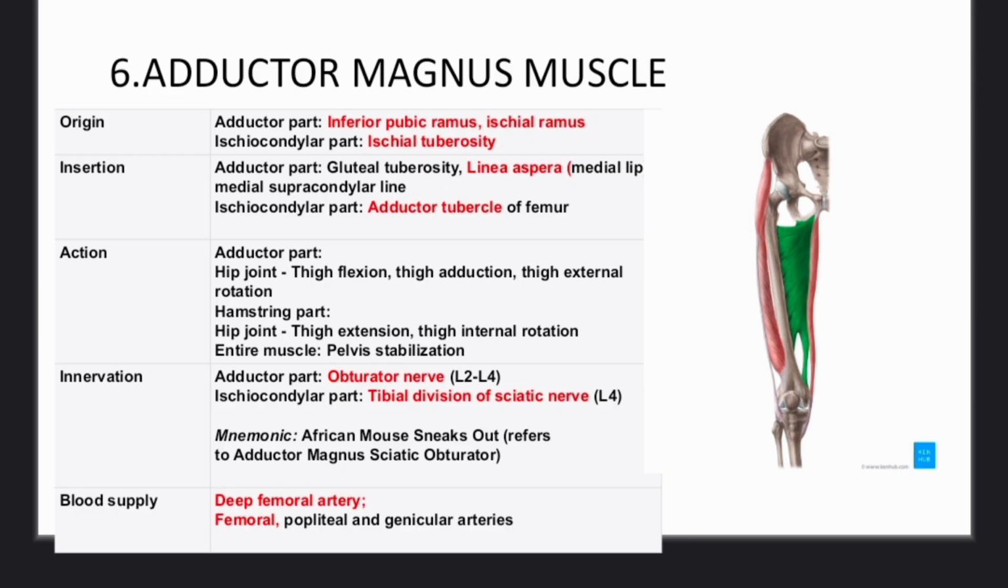Okay, and now nerve supply: adductor part is by obturator nerve, whereas hamstring part is by tibial division of the sciatic nerve. Blood supply is by deep femoral artery and femoral artery. So functions, that's actions of this muscle: adductor part is again adduction of the thigh and assists in flexion of the thigh and also assists in lateral rotation of the thigh, whereas hamstring part is extension of the thigh and assists in medial rotation of the thigh. So the entire muscle just stabilizes the pelvis during daily activities. So remember, adductor magnus is a muscle with two personalities, one is adductor part and the other is hamstring part.